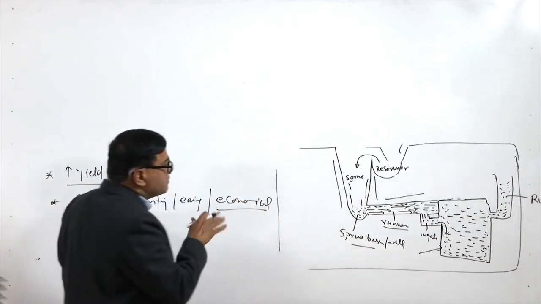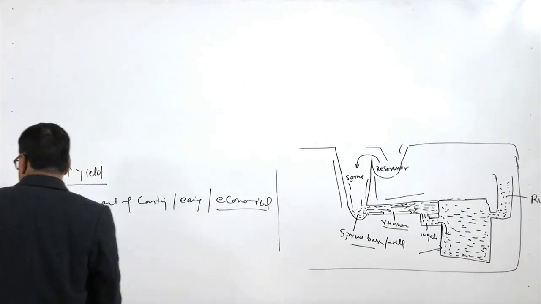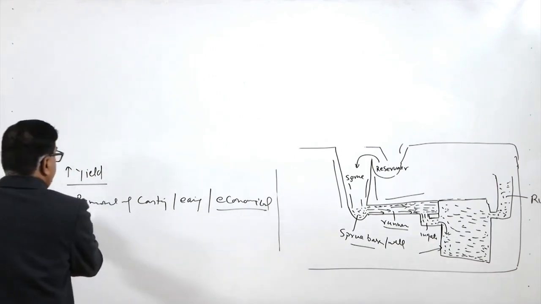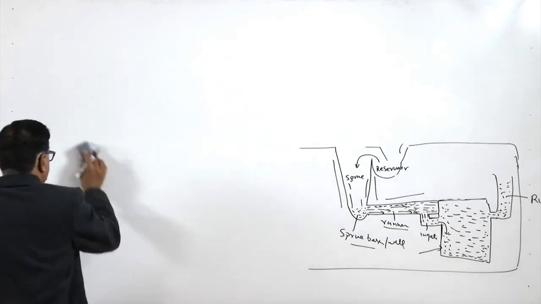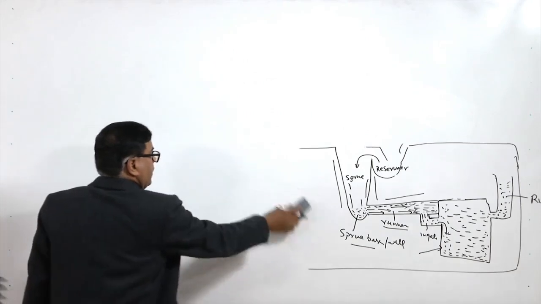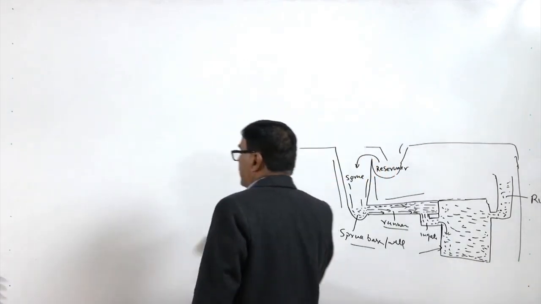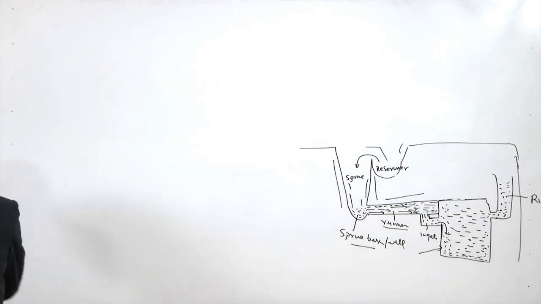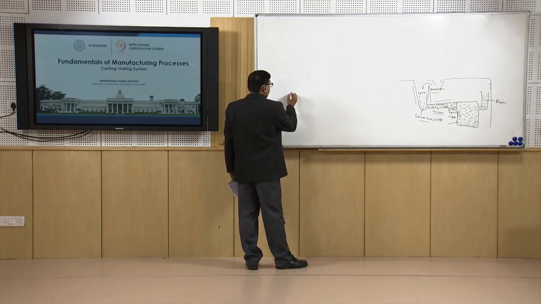So, the gating system is designed and prepared in such a way that it is economical, as well as the castings after solidification can be removed effectively from the mold. These are some of the functions which are expected from the gating system. Now, we will go component-wise and look at the role performed by each of them.